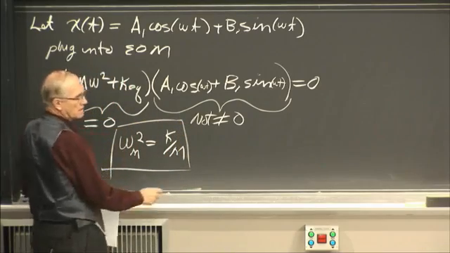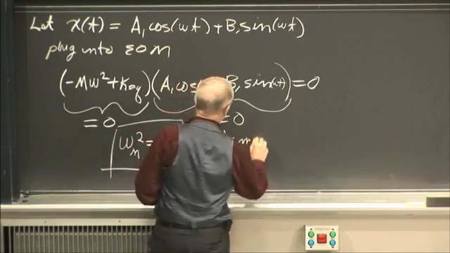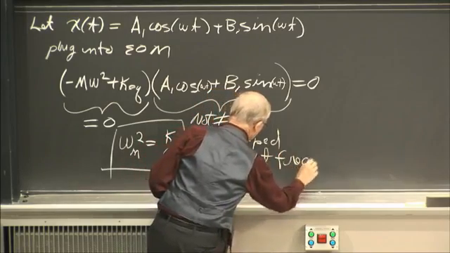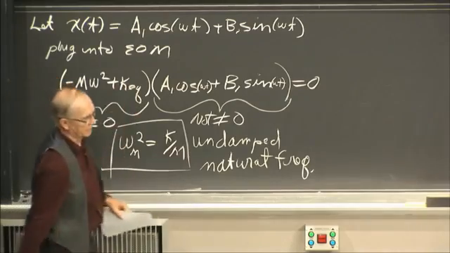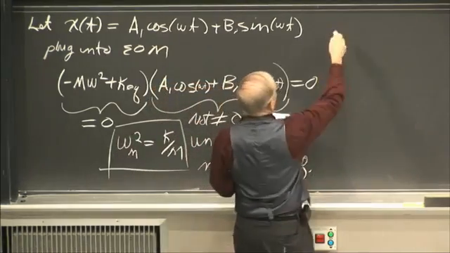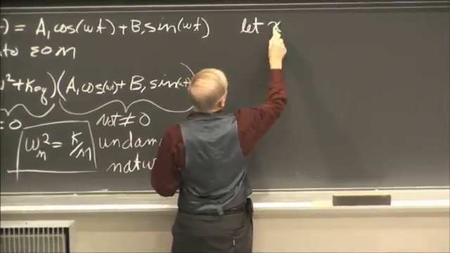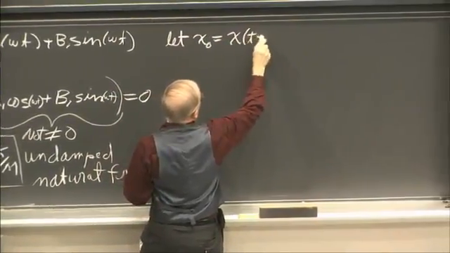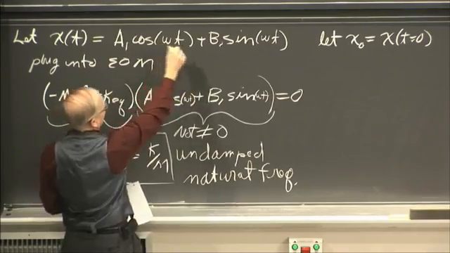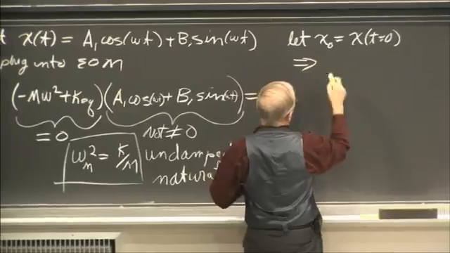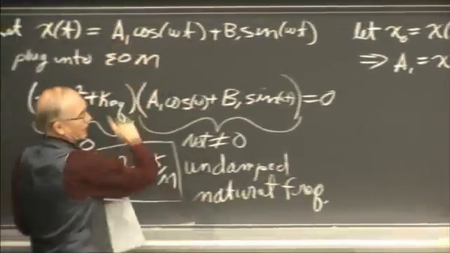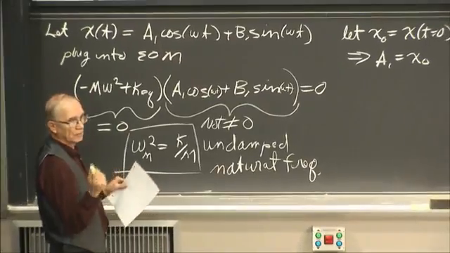This is called the undamped natural frequency. There's no damping in this problem yet. We get the square root of k over m is the natural frequency of the system. Okay, but what are A1 and B1? Well, let x naught be x at t equals 0 here. And if we just plug that in here, put t equals 0, cosine goes to 1, this term goes away. So this implies that A1 equals x naught. So we find out right away that the A1 cosine omega t takes care of the response to an initial deflection.